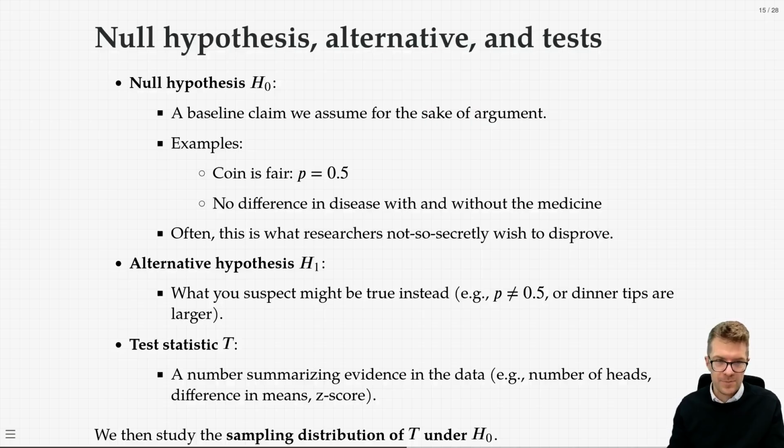We've taken a shortcut. So an example of a null hypothesis might be that a coin is fair, right? So we have a coin. We want to test whether or not it's a fair coin or whether it's tilted in some way. So the null hypothesis is just that there's no weirdness going on here. So the coin is fair. Another example might be that there's no difference in the disease with and without the medicine.